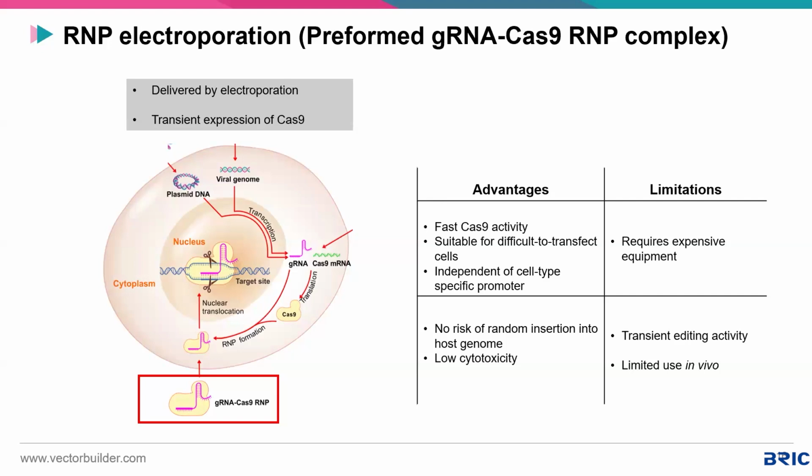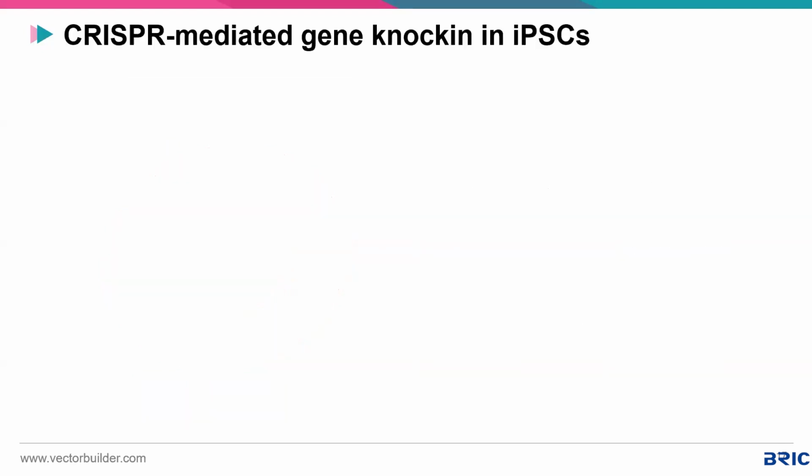However, the biggest limitation of this method is that it requires expensive equipment to be able to do this. And the activity is also, again, transient because the complex can get degraded, because of which the whole CRISPR activity is a little bit transient. And it has got some limited use in vivo. This is very heavily used in some cell types like iPSCs, like I'm showing here. But in vivo use, it's a little bit more difficult.